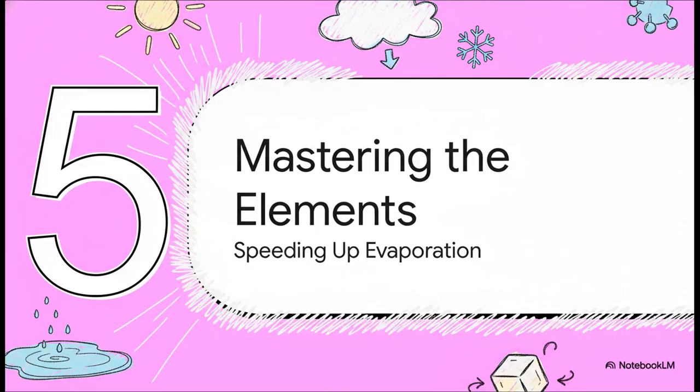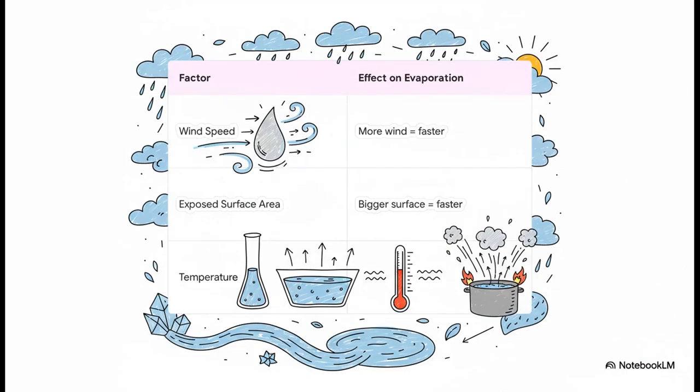So we know our water molecule can escape through evaporation, but can we change how fast it happens? You bet we can. The environment around it plays a massive role in how quickly our molecule can make its big getaway. This table breaks down the three main things that speed it up.